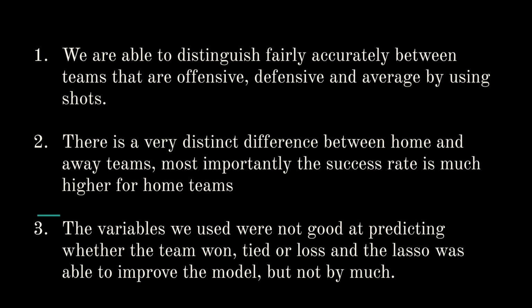And for the last one, we learned that the variables we have aren't very good at predicting which team won, tied, or lost. But the Lasso was sort of able to improve the model, even though it wasn't by very much. It still didn't break that threshold.